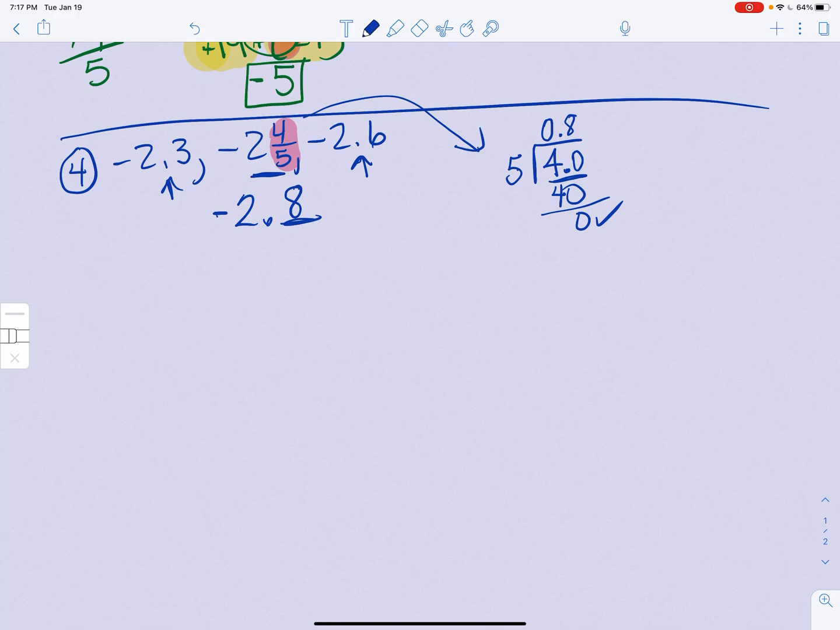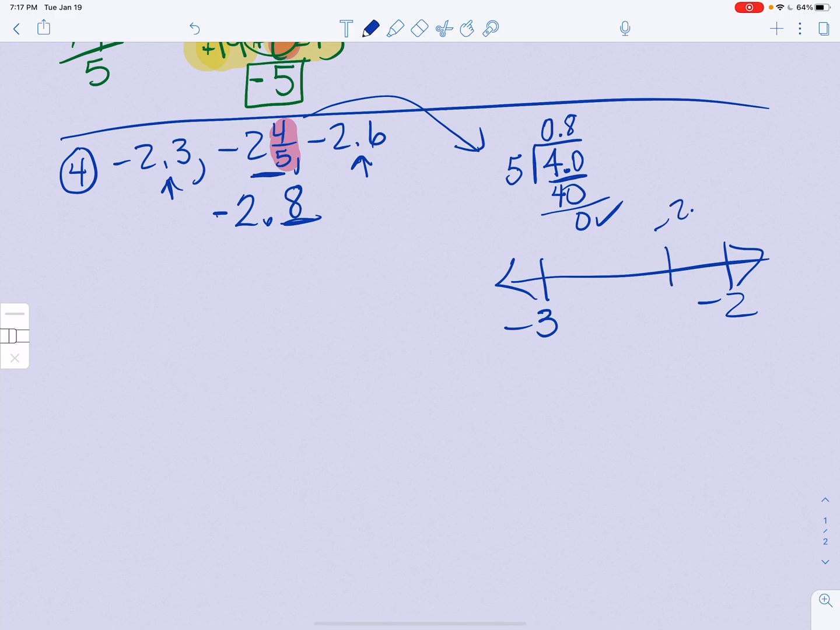Now I have to put them in order. So on my number line, these are negatives, so they're different. So this is my negative 3. This is my negative 2. So negative 2.3 will be here. Negative 2.6 will be here. Negative 2.8 will be there. So my biggest number, since it's saying least to greatest, so my least number is this one because it's the furthest from 0.